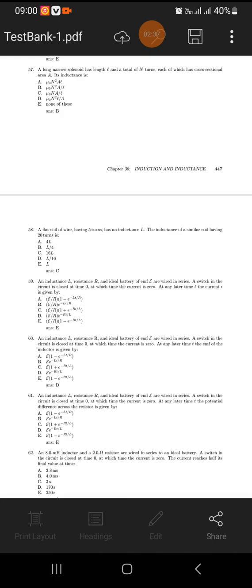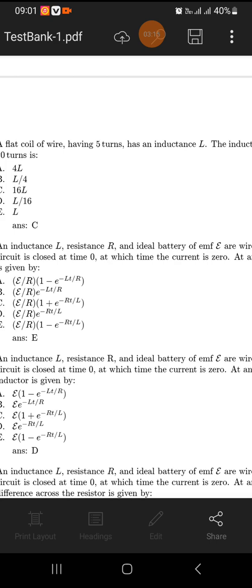And therefore we have an inductance L, resistance R, and an ideal battery of EMF E wired in series. A switch in the circuit is closed at time t equals 0, at which time the current is 0. At any later time t, the current I is given by E divided by R, multiplied by 1 minus e to the power of negative Rt divided by L.